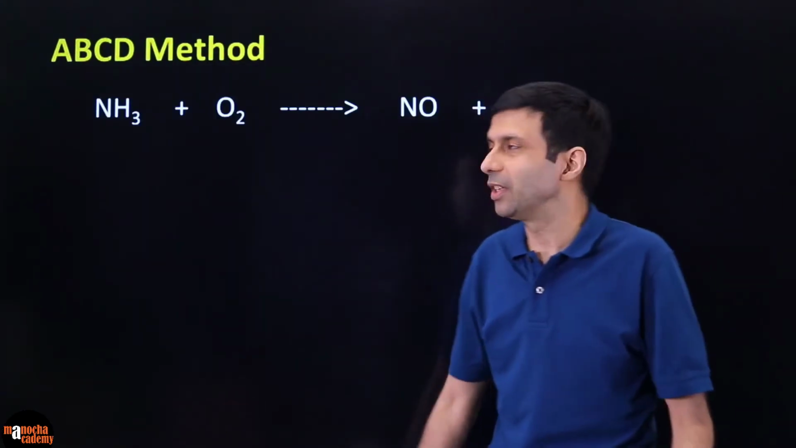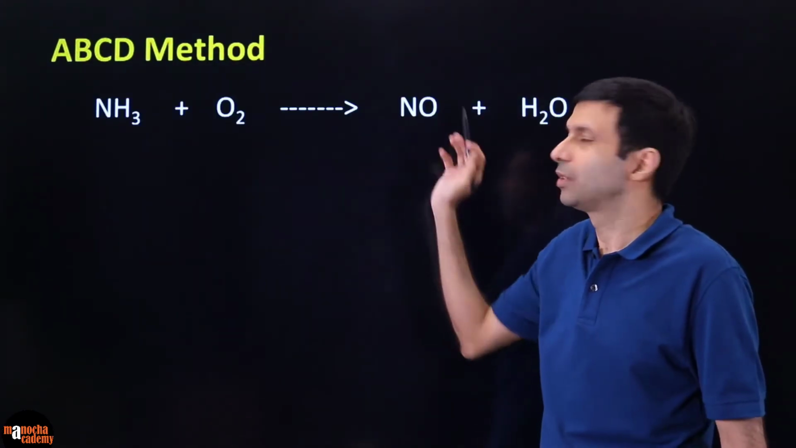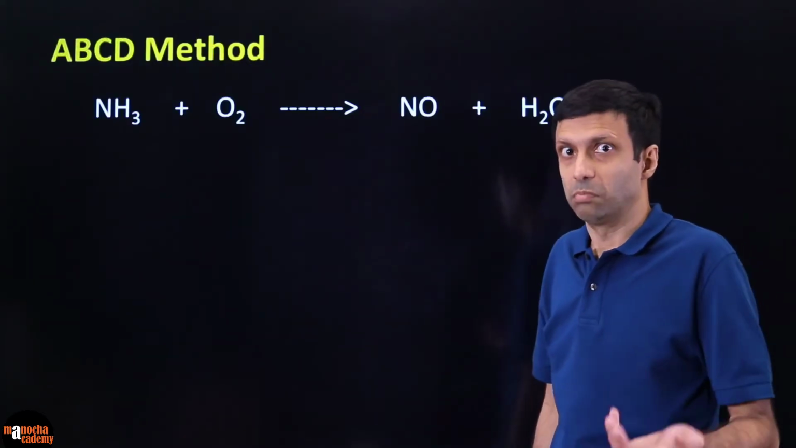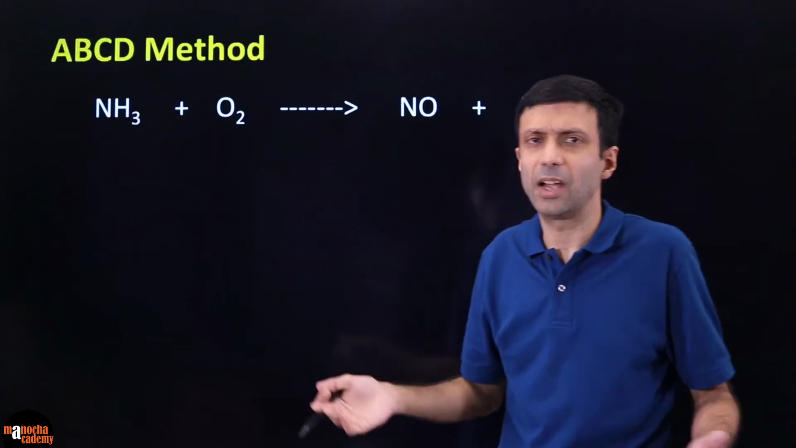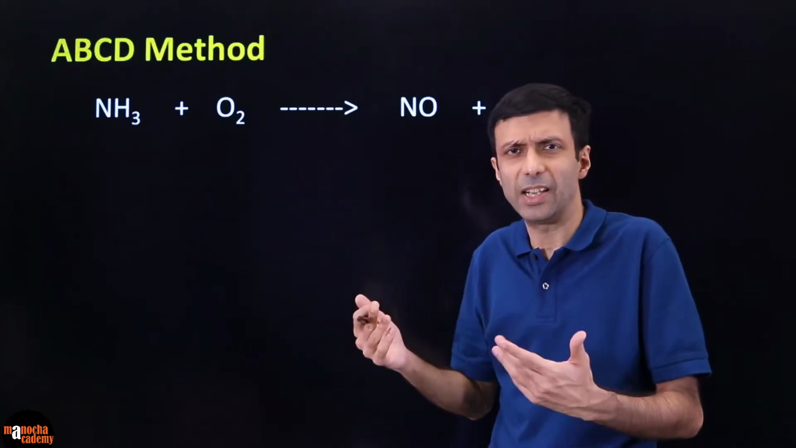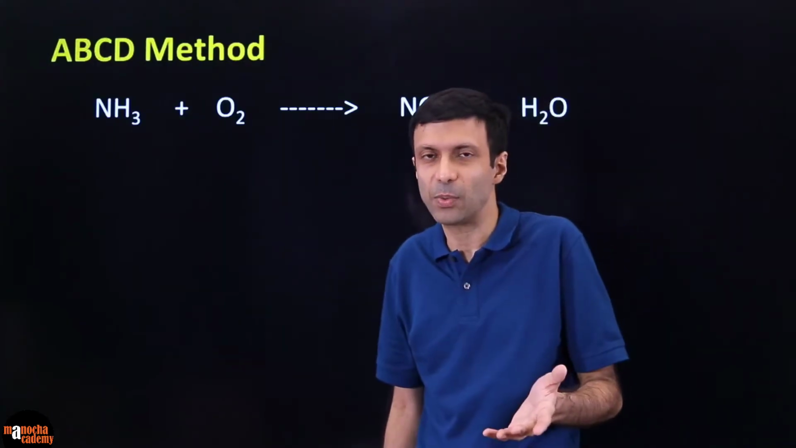So let's say you have been given this equation: ammonia plus oxygen gives nitrogen monoxide or nitric oxide plus water. So let's say we did hit and trial, or the table method, and it wasn't working. Or let's say hit and trial didn't work. Usually it's recommended to try that one first.